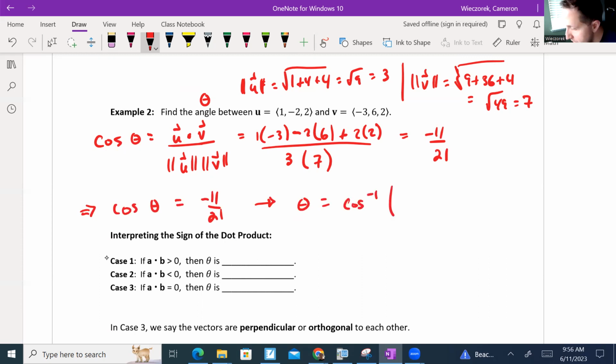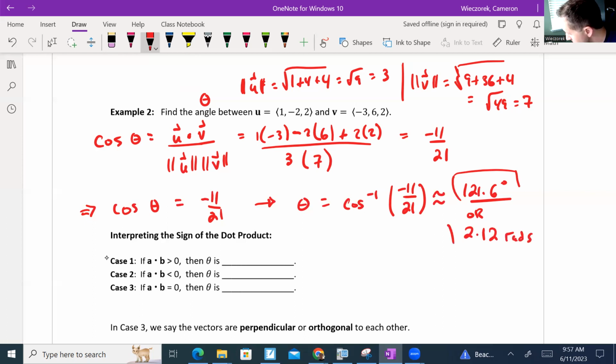Did not specify radians or degrees. So if it doesn't specify, feel free to give either. On a quiz or test, I'll specify what I want. So this would be, if you put it in your calculator, about 121.6 degrees, or if you're doing this in radians, you get 2.12 radians.